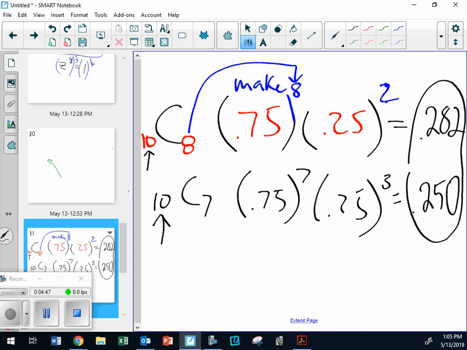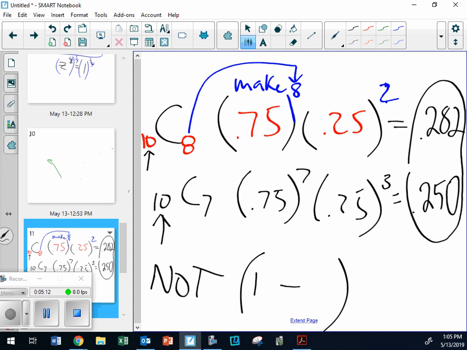At least 1. Think about that for a second. At least 1 would mean 1 or 2 or 3 or 4 or 5 or 6, but you don't want to have to do all of those and add them, right? At least 1 means the same as not 0. So you figure out the probability of 0, and then not that. Not something means 1 minus.